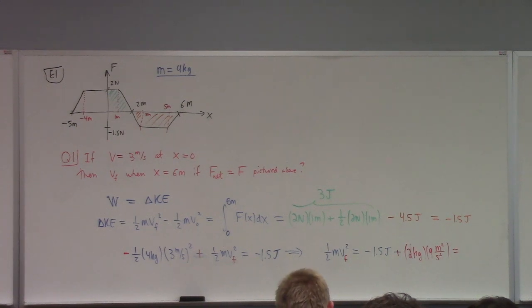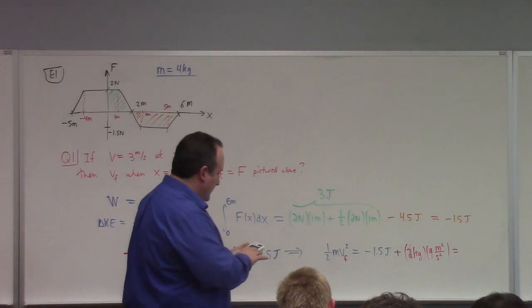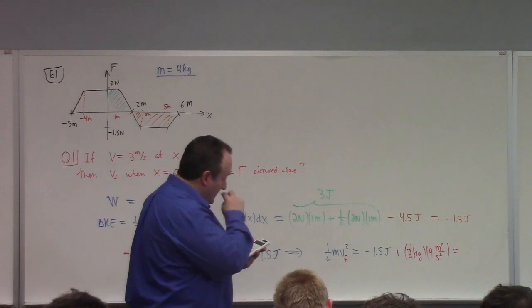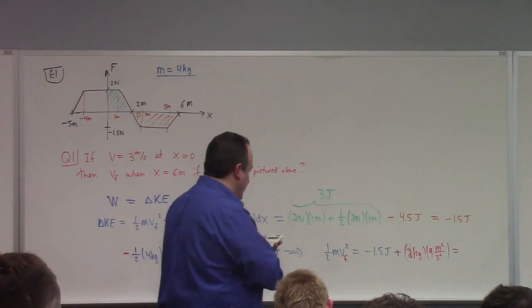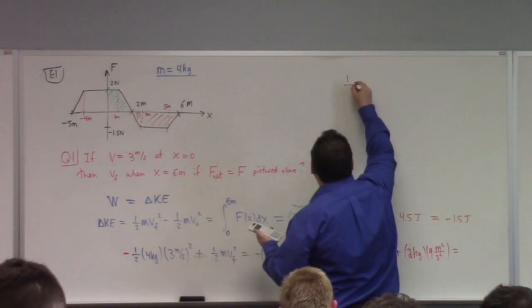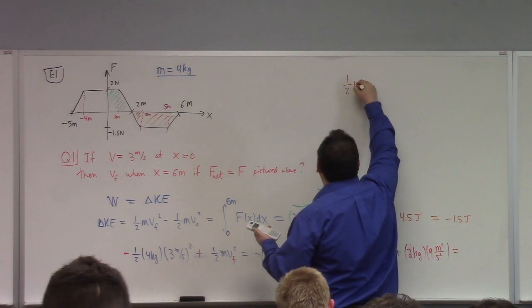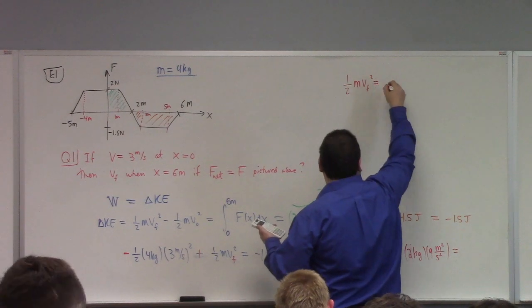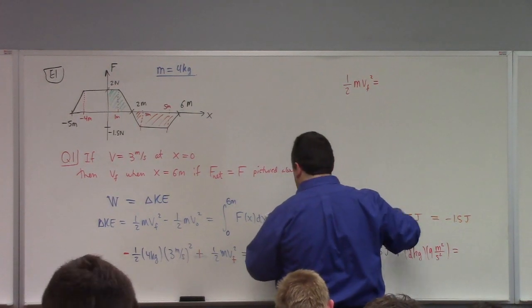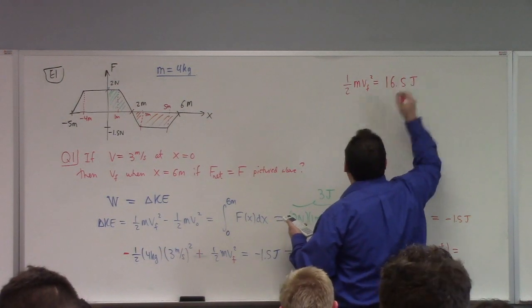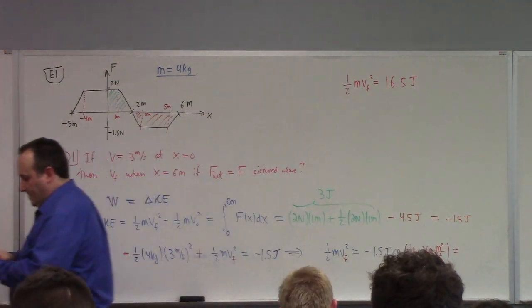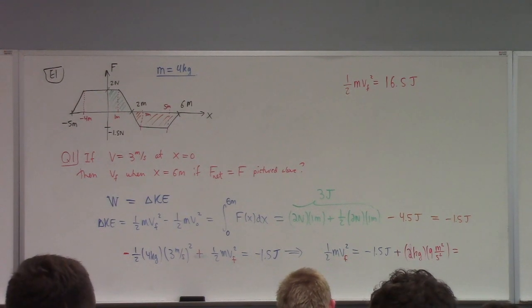So, guys, what do we got? 18 minus 1.5. So it probably didn't slow down much, actually, because 18 was its initial kinetic energy, apparently, if I haven't messed that up. Do I have confirmation? So I've got 1/2 mvf squared is equal to, if my calculations are correct here, 16.5 joules. All right. And then what?